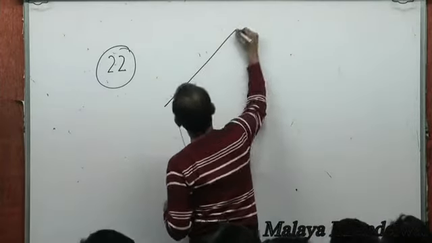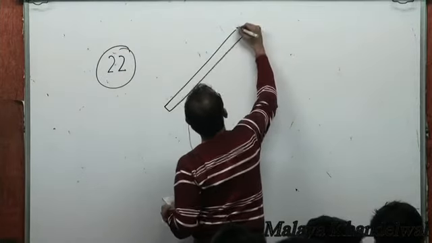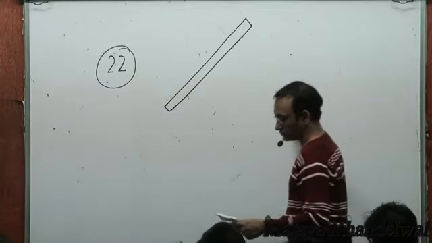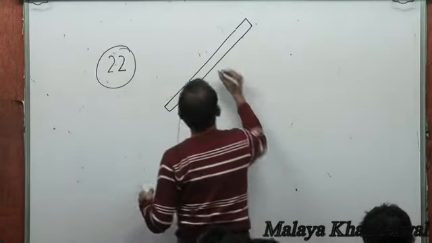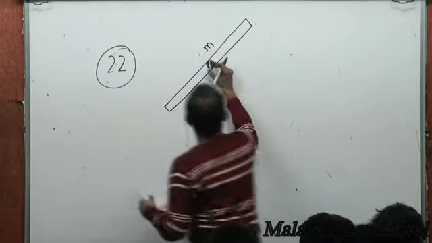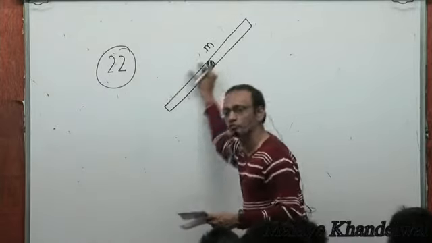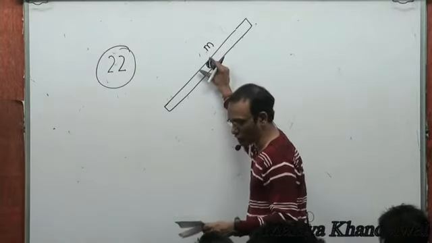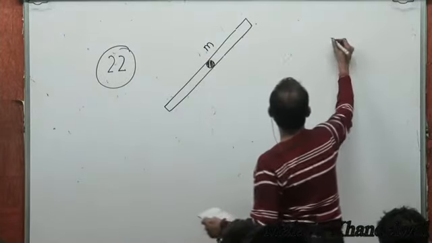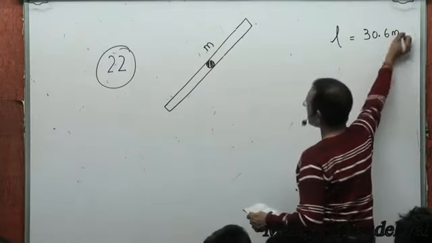There is a rough rod and there is a bead of mass m, which is constrained to move along the rod only. The length of the rod L is 30.6 meters.